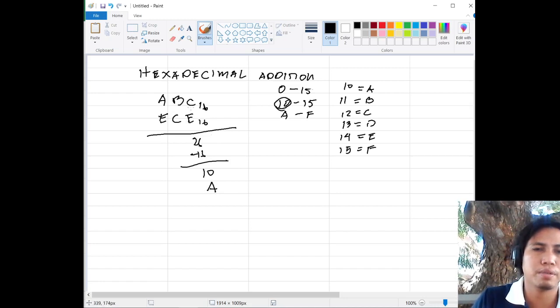Okay? Next, B plus C. B is 11 and C is 12. So that is 11 plus 12, that is actually 23. Now 23 is still invalid. So you need to subtract 16. So 23 minus 16 is actually 7. Okay? So it's already a valid digit. So you need not to worry anything.